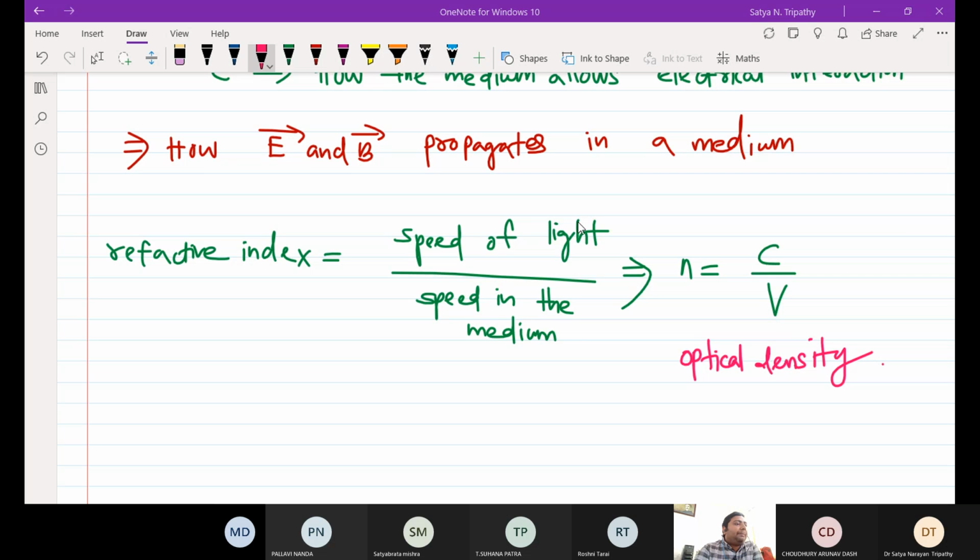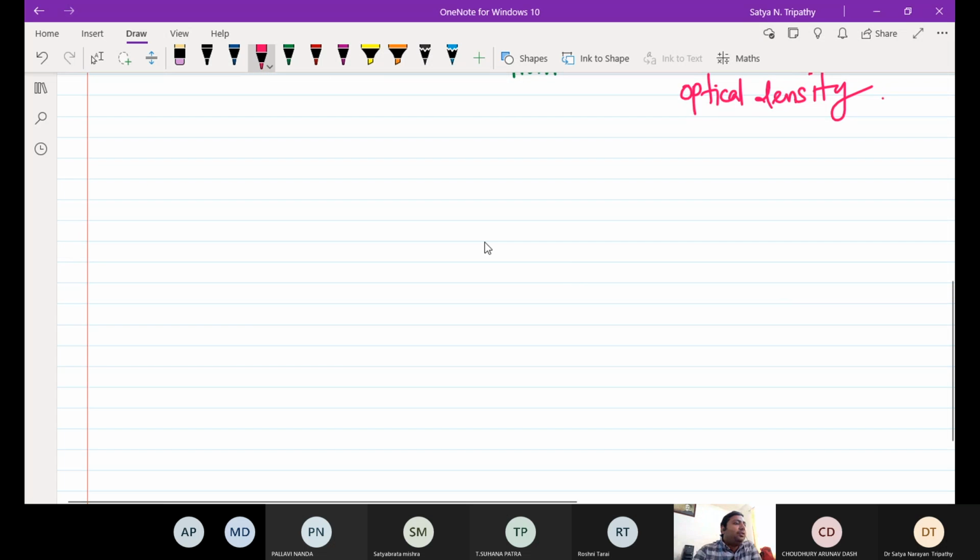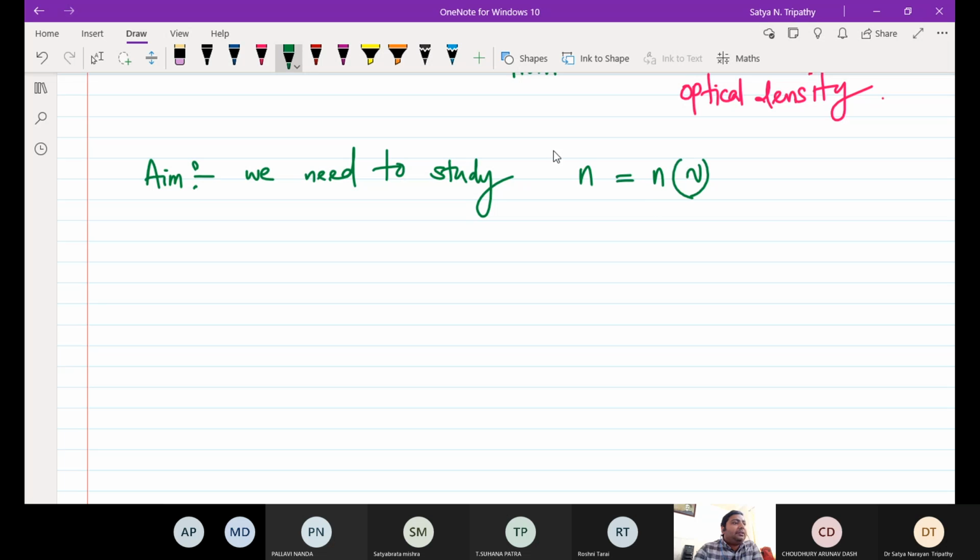So now what we are going to do, the aim is that we need to study the refractive index as a function of frequency. So that is our main aim. We basically define the refractive index, and there are different formulas. So the definition of n: we have different formulas.